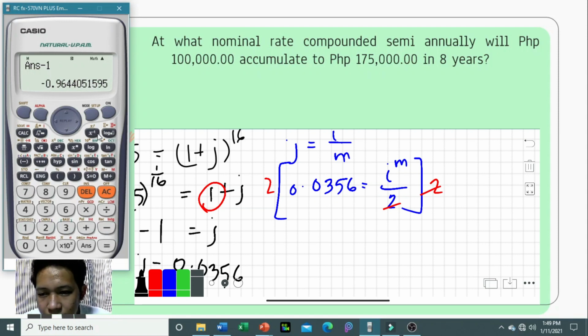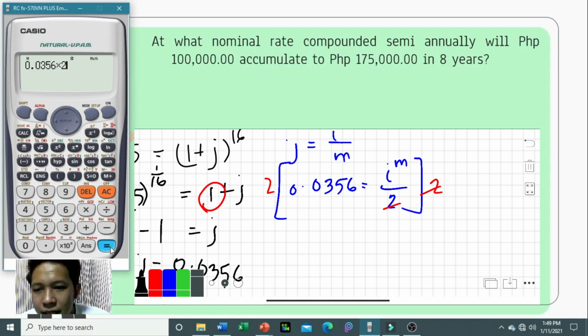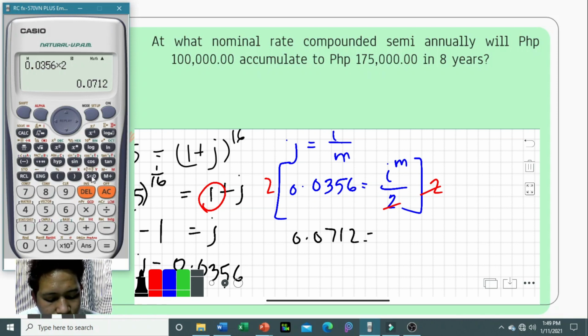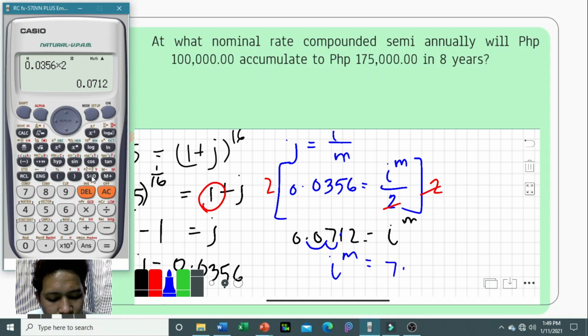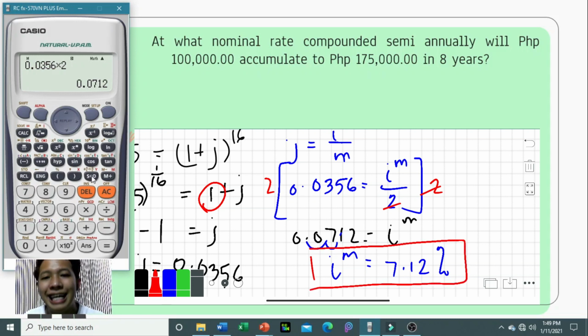So, this would become 0.0356 multiplied by 2. So that would be equivalent to 0.0712. And this will be our nominal rate. So our nominal rate, kapag i-convert naman ngayon natin siya into percent, move the decimal point 2 decimal places to the right, hence our nominal rate would be equivalent to 7.12%. So, ito po yung magiging nominal rate natin.